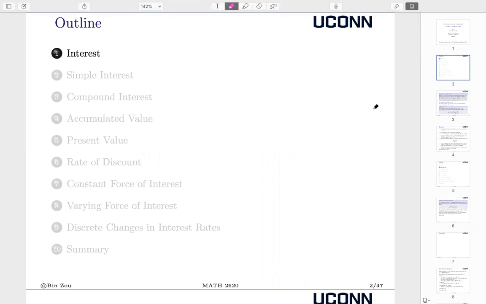So the most important thing we learn in this chapter is time value of money. Okay, let's begin with the first subtopic called interest.